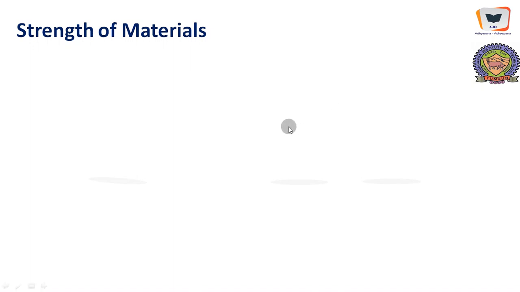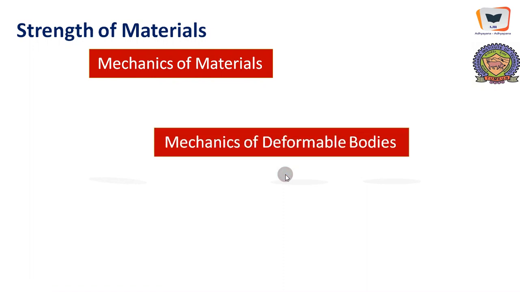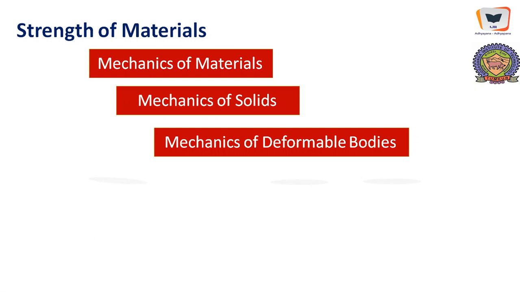Strength of materials is variously called. Of course, this particular course has been variously called by several authors, but the traditional name has been strength of materials. Some call it mechanics of materials, some call it mechanics of deformable bodies, and others call it mechanics of solids.